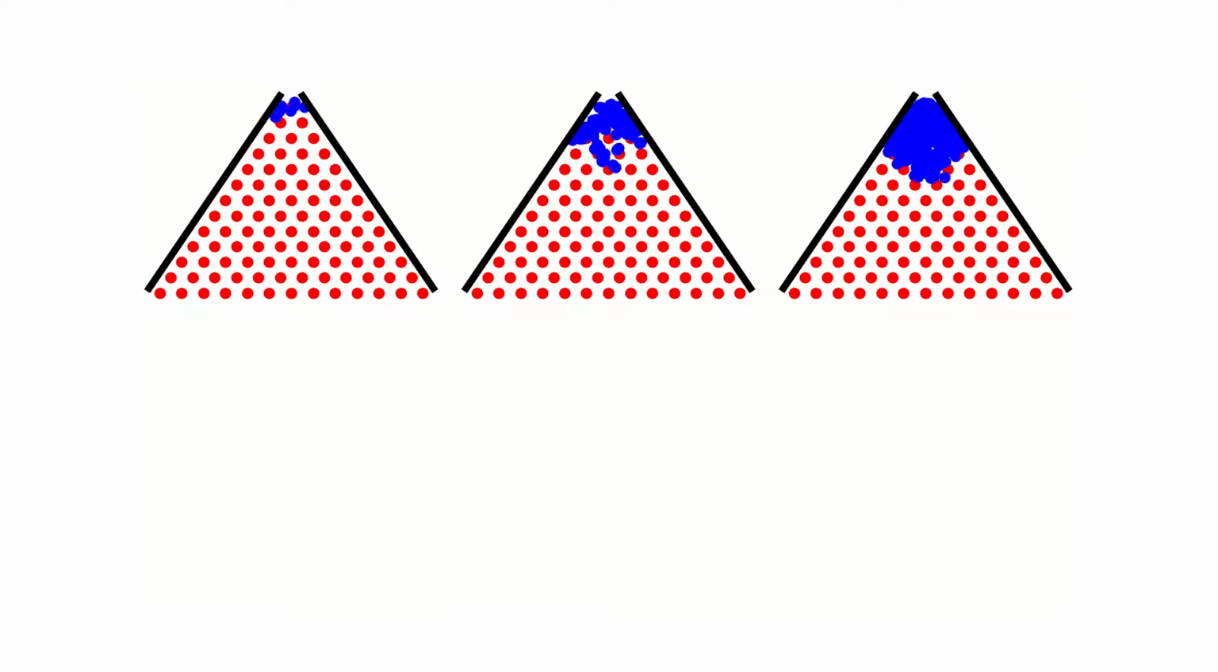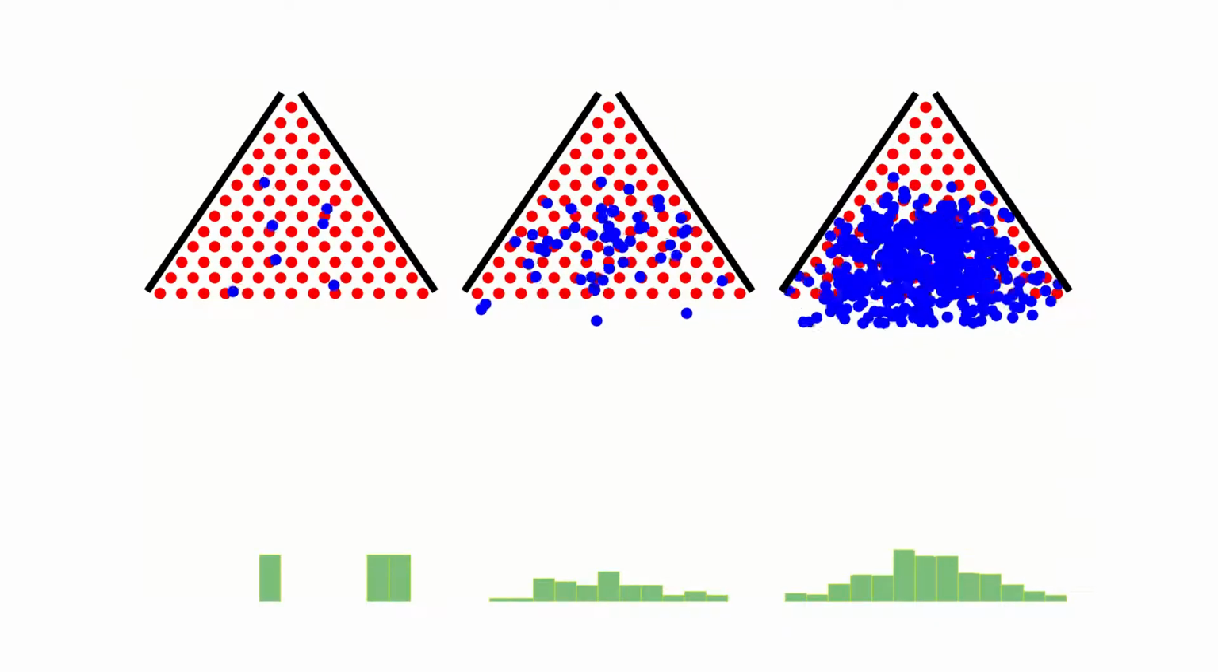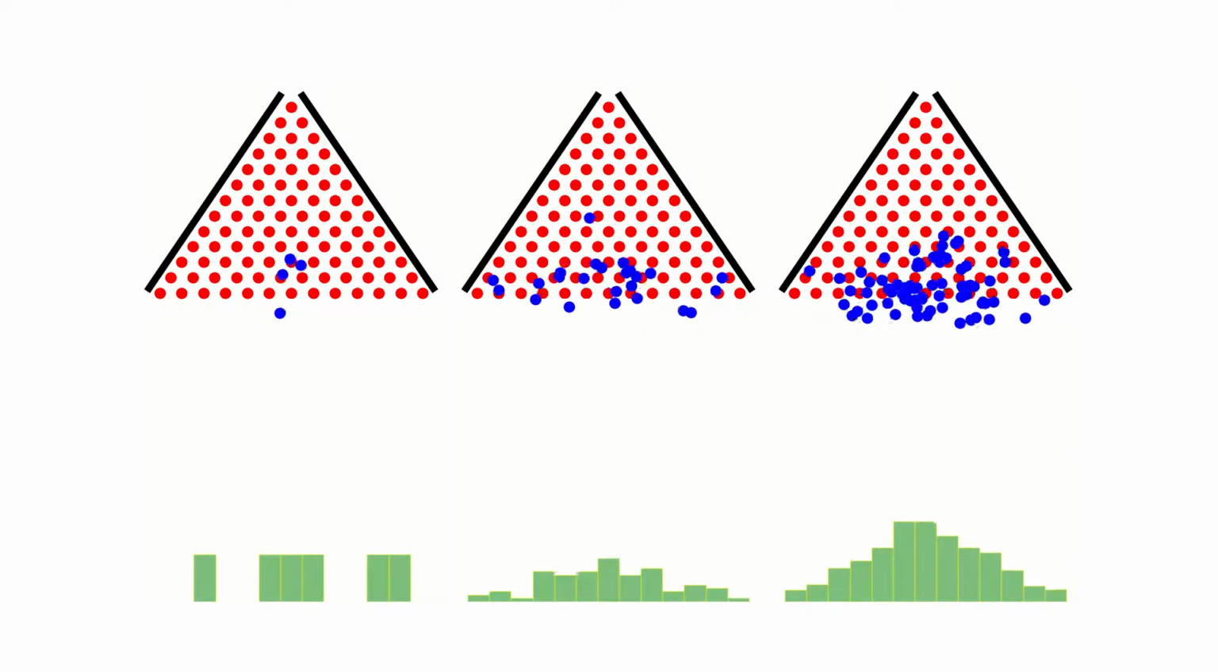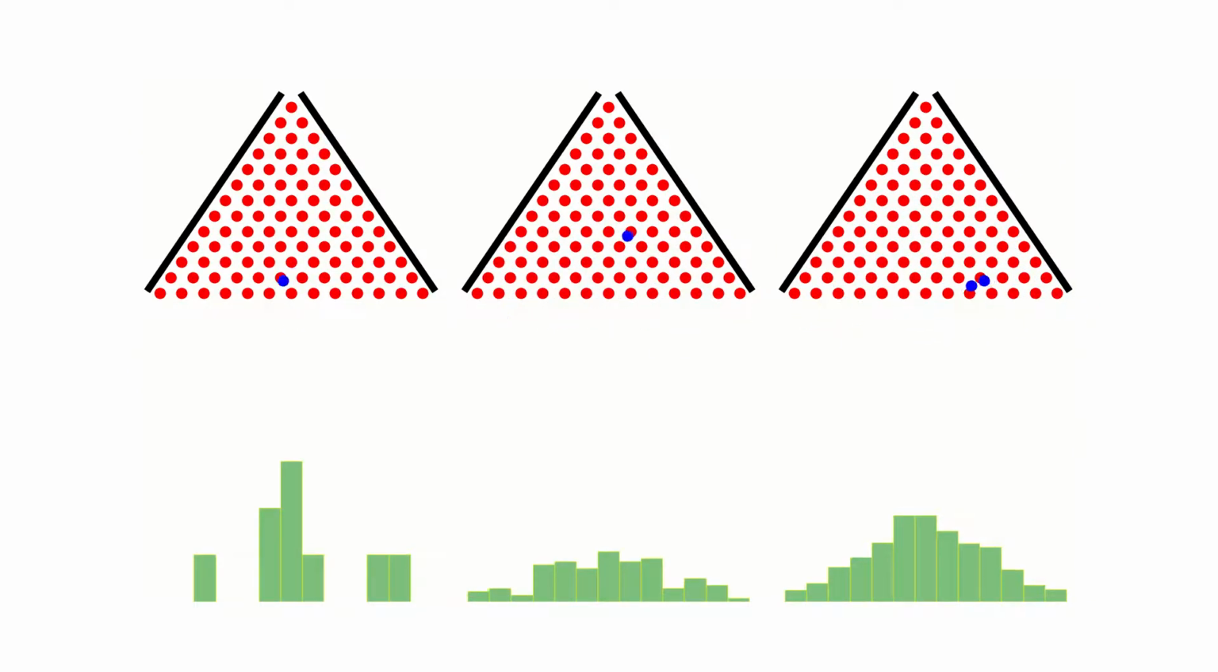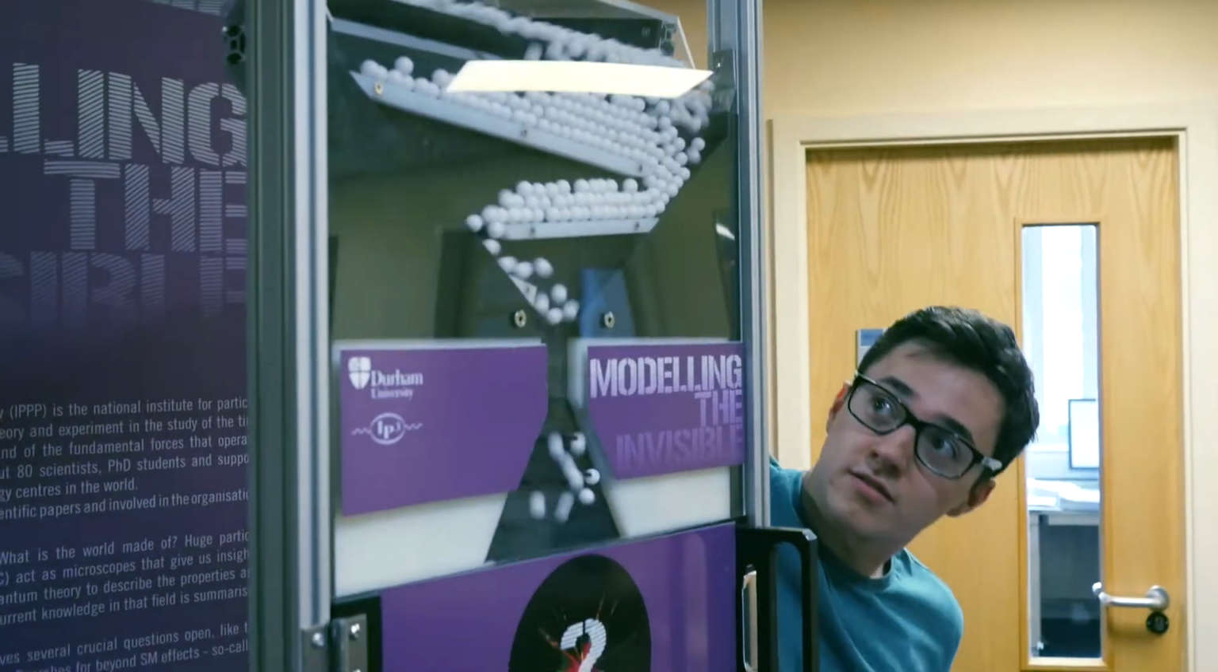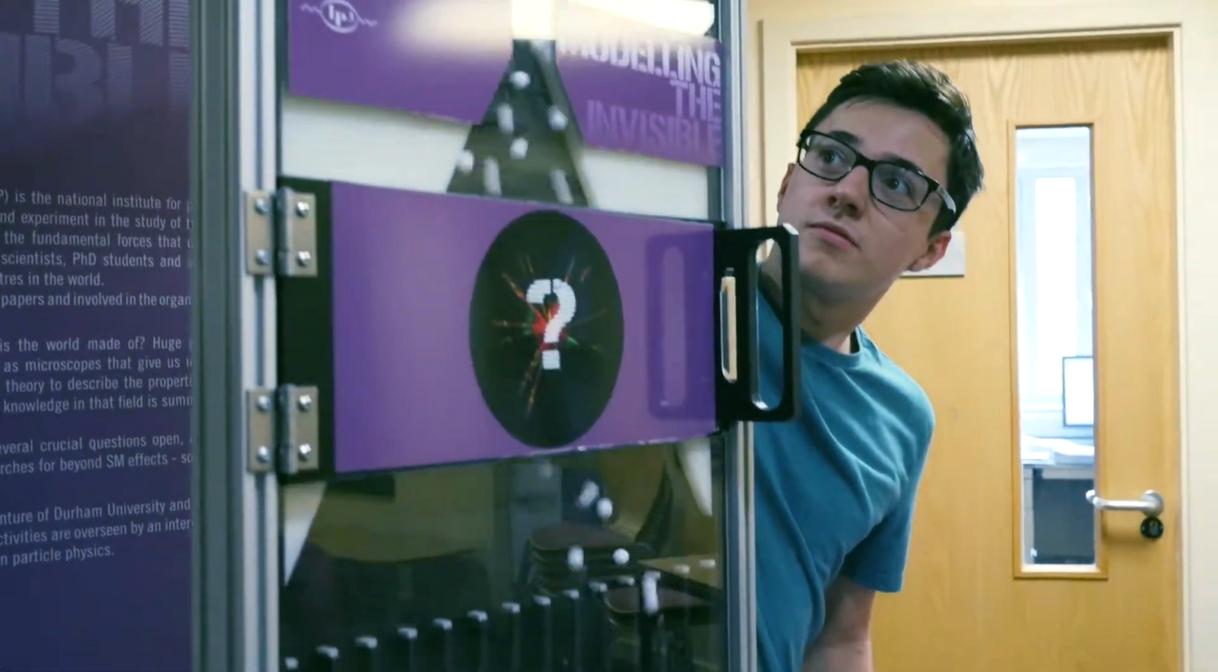We can see that there are more balls in the central tubes than the outer ones, in a shape known as a bell curve or normal distribution. We now have an answer to our original question. The balls are more likely to fall into the middle tubes than the edges.